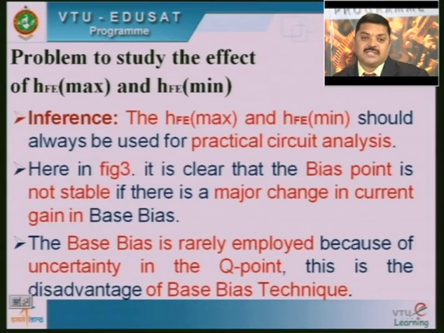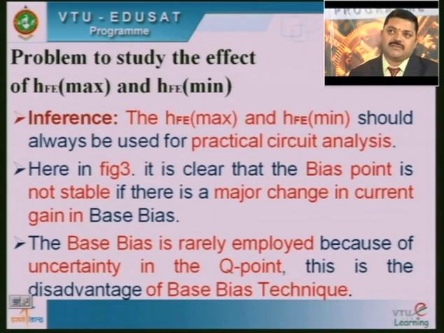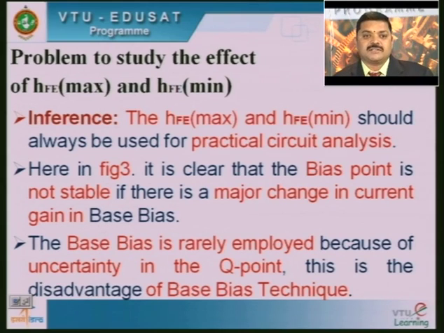So, we saw that IC was fixed, a constant, and VCE was fixed, a constant, for a base bias circuit. We got a constant or stable operating point just by the theory analysis, and when we change HFE values or beta values from minimum to maximum or vice versa, we got the uncertainty in the operating point. So, that is a major disadvantage of the fixed bias circuit.